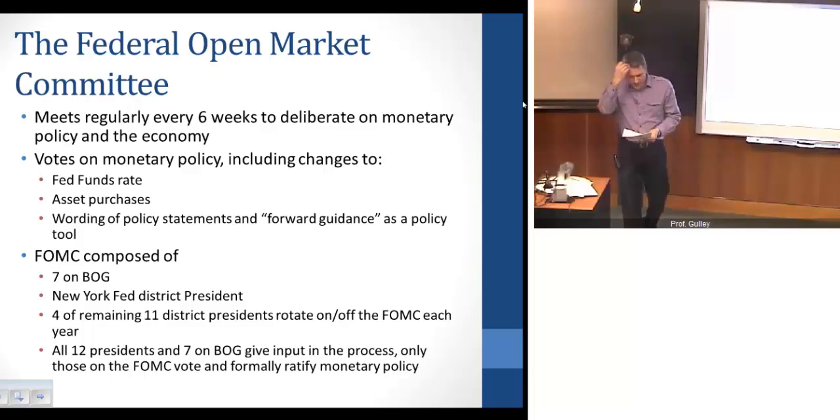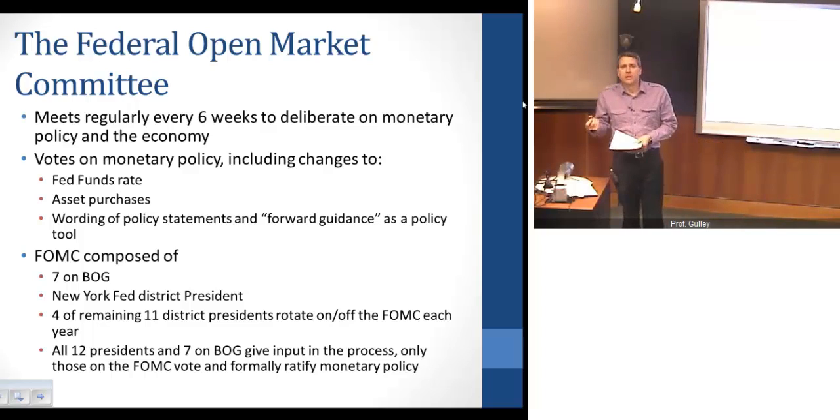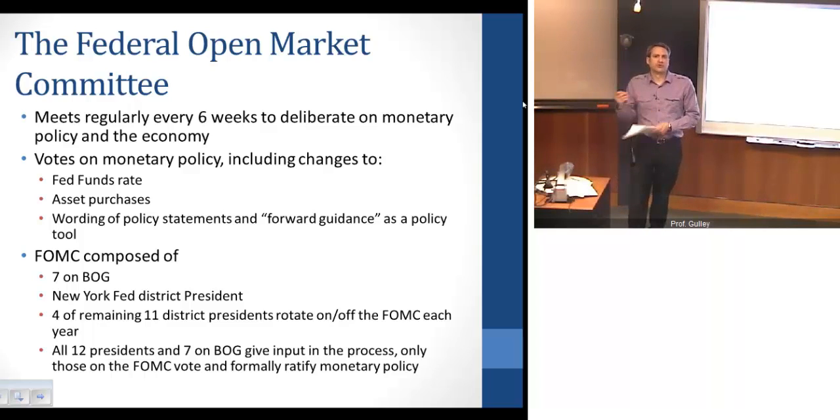And since the chair is renewable every 4 years, if the chair of the FOMC wants to continue on as the chair, then there might be some implied pressure on the chair to be beholden to some of the views that the president might hold.